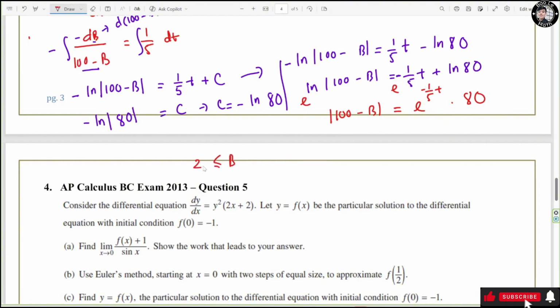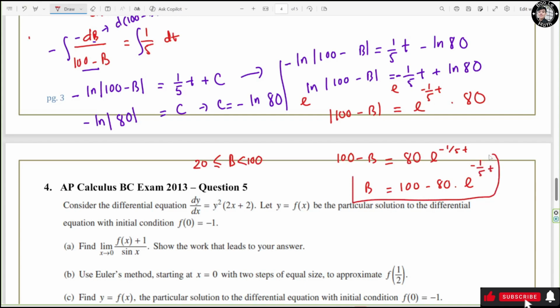Since b is always greater than or equal to 20 and less than 100, this is always positive, right? So I can remove the absolute value sign without changing anything. So I have 100 minus b equals 80 times e to the negative 1 over 5t. So then b equals 100 minus 80 times e to the negative 1 over 5t. This one is the final answer.